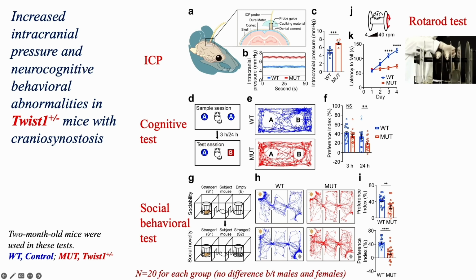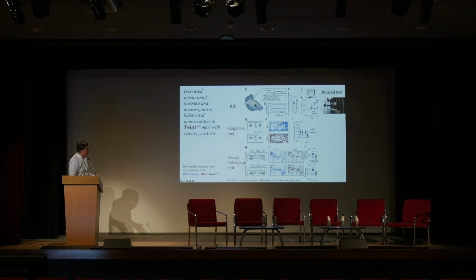The normal mouse will naturally spend more time. As you can see, there are more lines on this side. But in the TWIST1 mutant, they fail to do so. And then similarly with social behavior. So this has been shown.